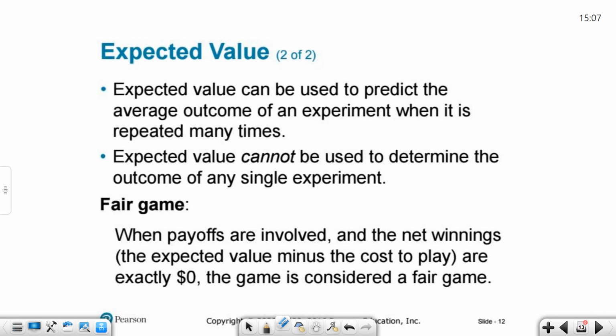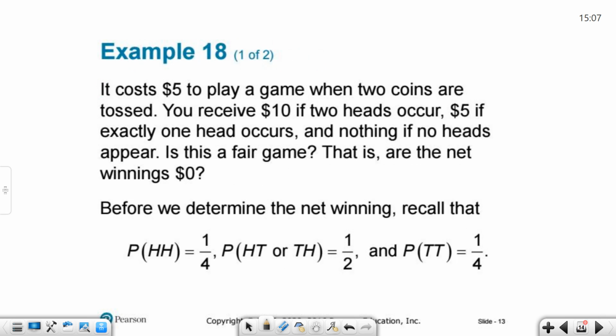Okay, so basically it's telling you, is this a fair game? Am I wasting my money if I play it? And that's what you're looking at here. It's called a fair game if you break even. So if your expected value is 0, that means it's a fair game.